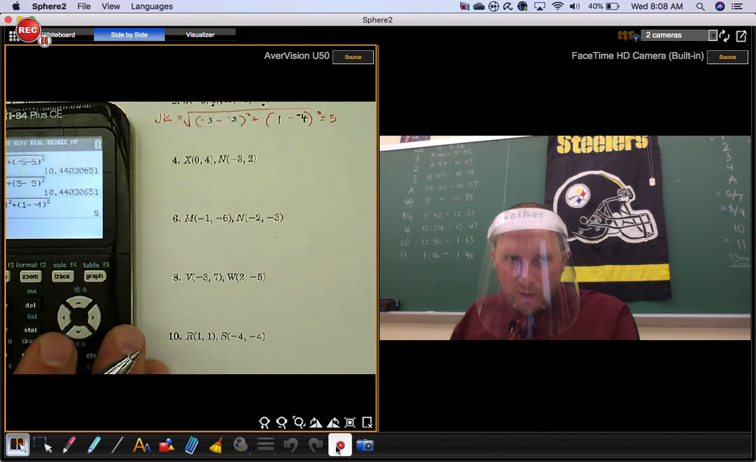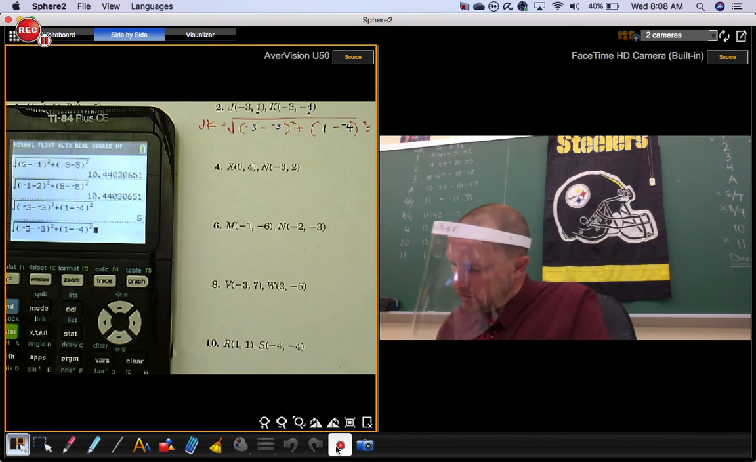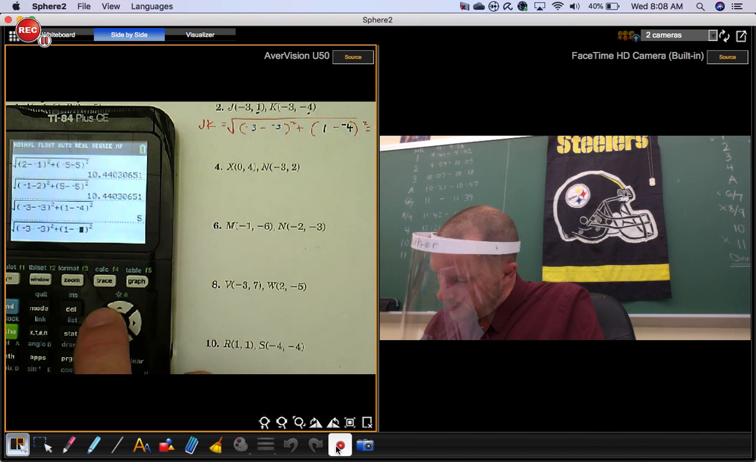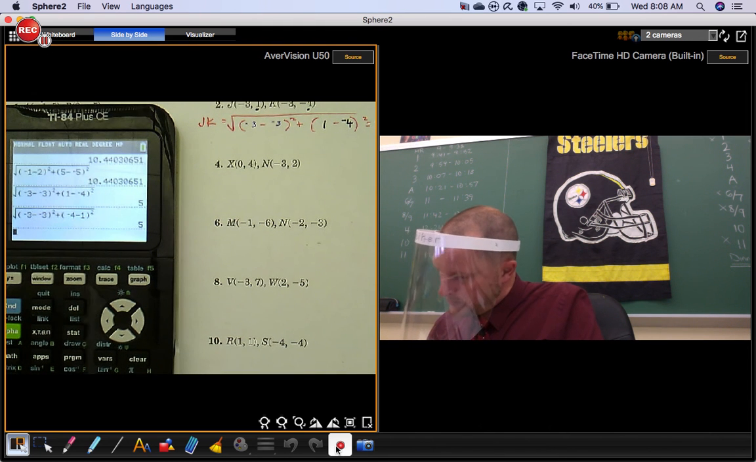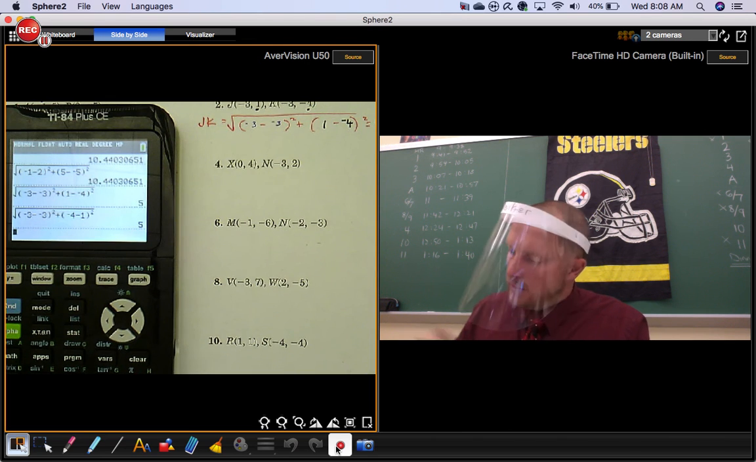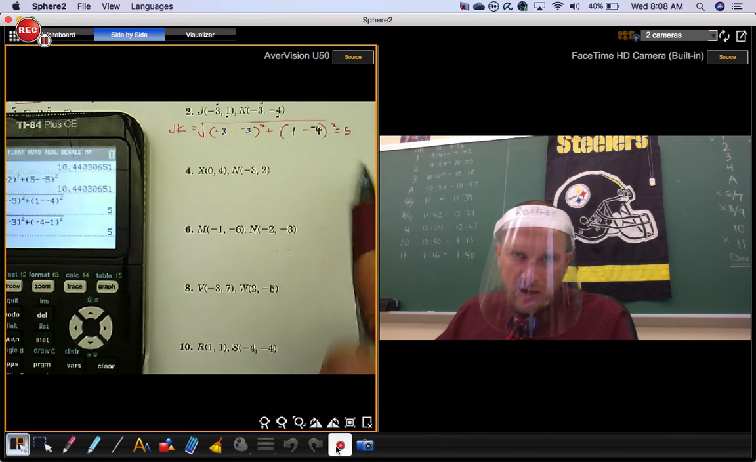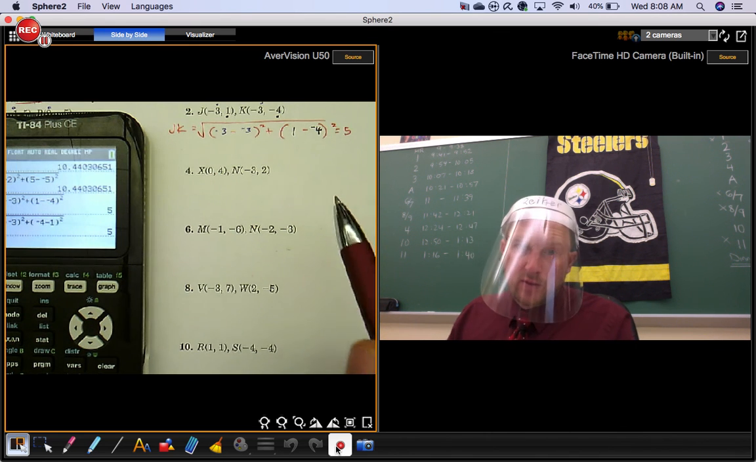Now again, if you reverse those, you would get the same value. So I'll show you real quick, just so you know. If this was your -4 and that was your +1, you're subtracting +1, you're still going to get the same answer. J to K is 5 units. K to J is 5 units.